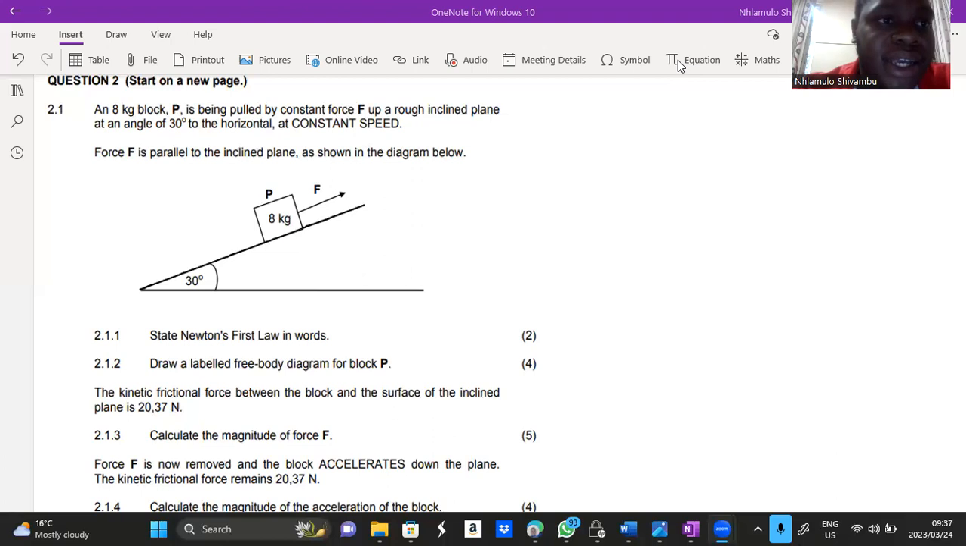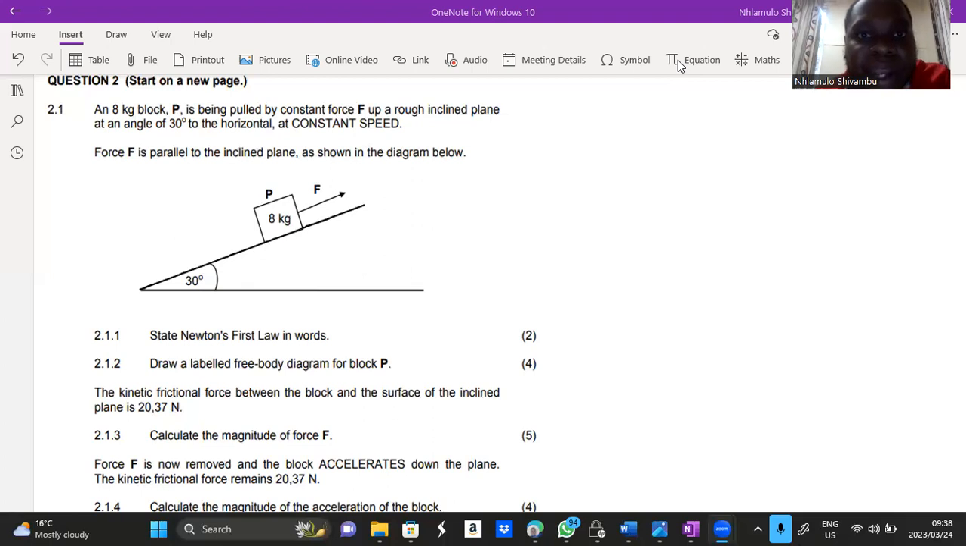So let us look at the description statement of the question. We're told that an 8 kg block P is being pulled by constant force F up a rough inclined plane at an angle of 30 degrees to the horizontal at constant speed. It is very important, learners, that every time you read a description statement, you need to pick up important words that the examiner has decided to use. In our case here, we can see that our examiner used words like rough, inclined surface.